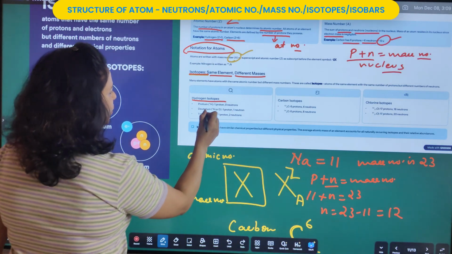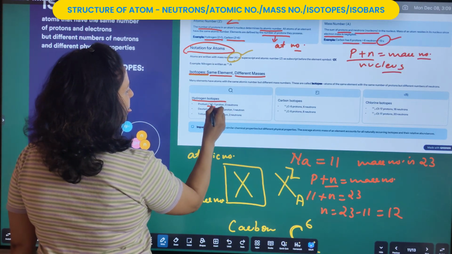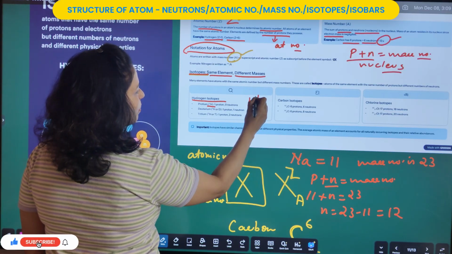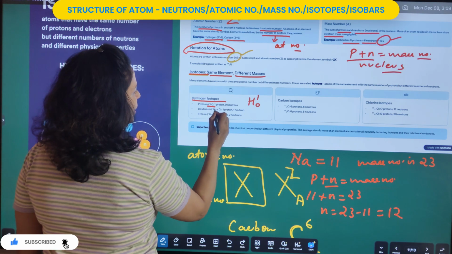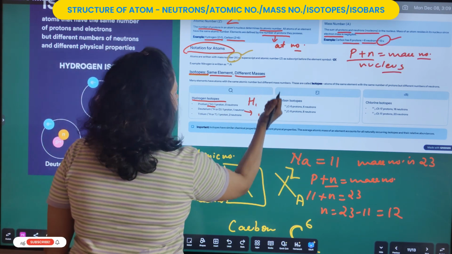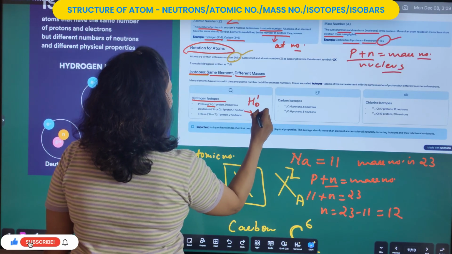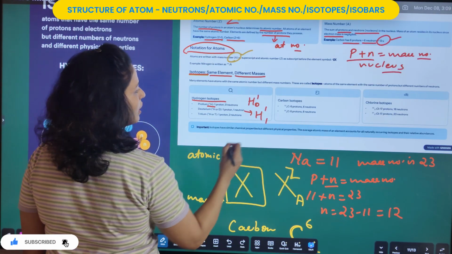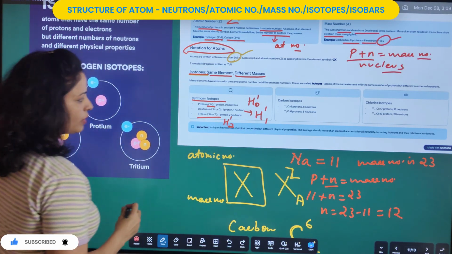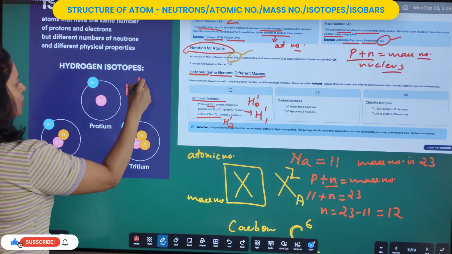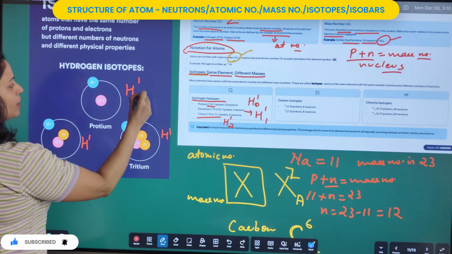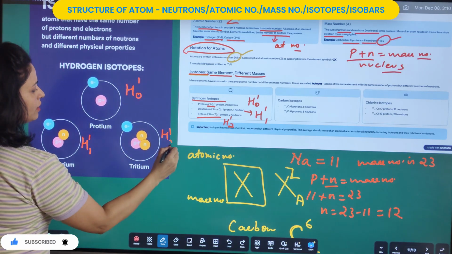Protium has only one proton, which means atomic number is 1, and 0 neutrons, whereas deuterium has one proton and one neutron, and tritium has one proton and two neutrons. So it's the same element with atomic number 1, that is hydrogen, but what is differing here? Here 0 neutrons, here 1 neutron, and here 2 neutrons.